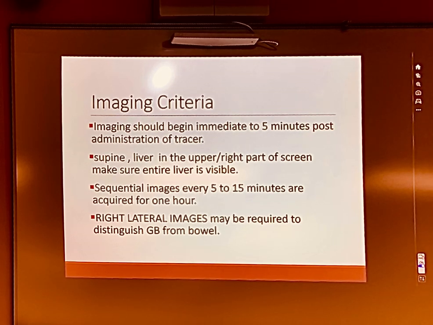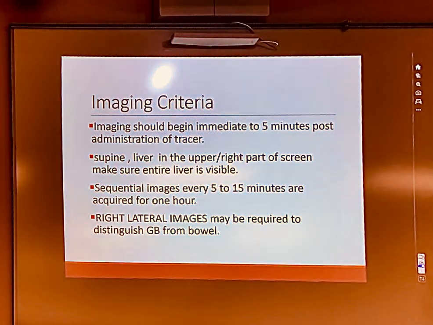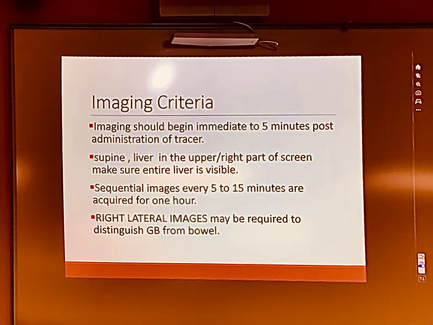Your typical is immediate, 5, 10, 15, 30, 45, 60. That is your typical static time that you're acquiring these images, right? Immediate, 5, 10, 15, 30, 45, and 60. Some places will throw in a 20-minute picture for good measure, okay? Or you can take serial images, which is a dynamic study that acquires a 1-minute picture every 1 minute for 60 minutes. Okay.